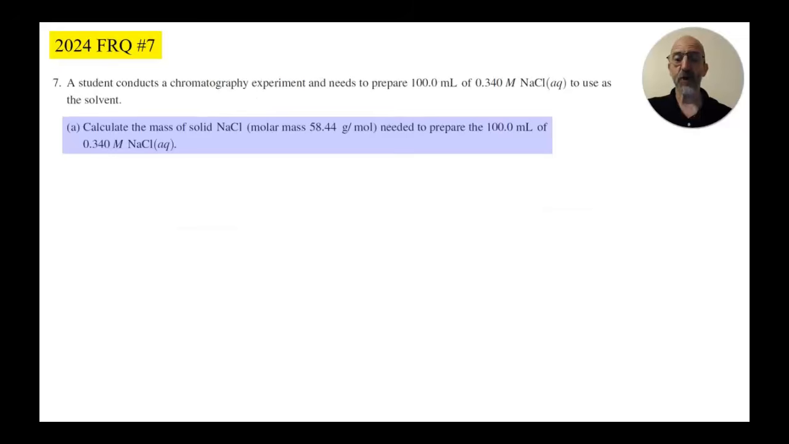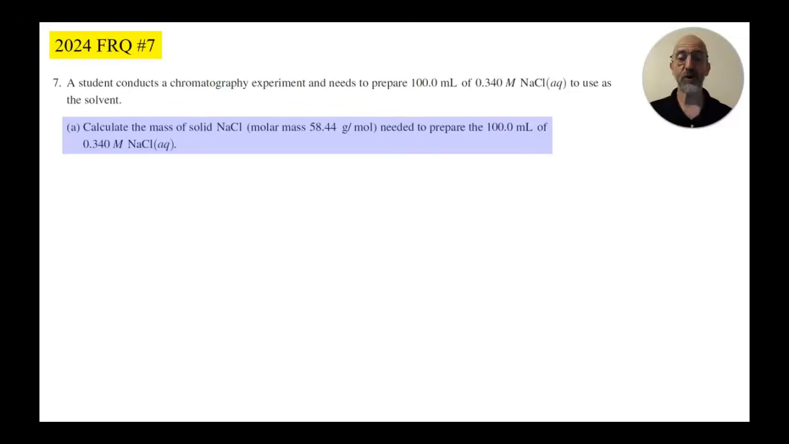This has to do with a chromatography experiment. Now earlier we did a solution calculation involving M1V1 equals M2V2. That was a dilution. We also did a calculation in which we were given the grams and we were given the volume and we had to calculate the molarity. In this question, we are given the molarity, which is 0.340 moles per liter of sodium chloride. We're also given the volume of 100 milliliters, and we have to calculate the mass in grams.